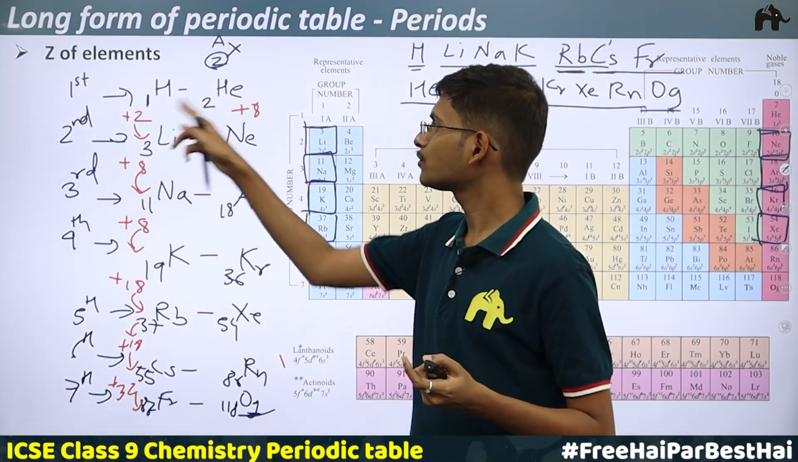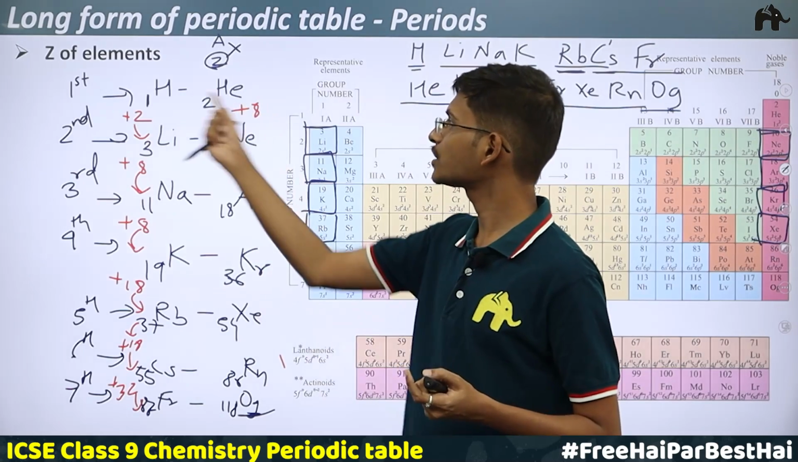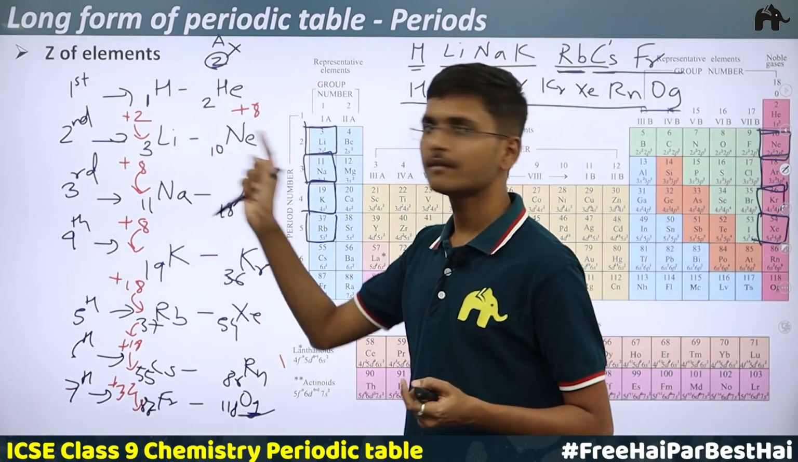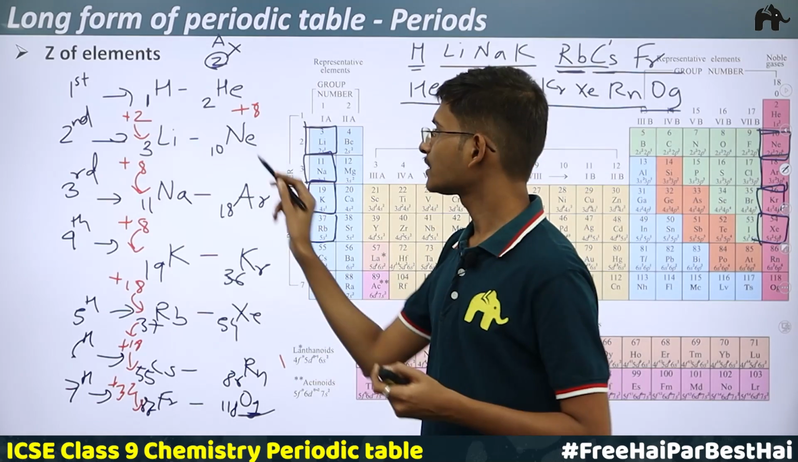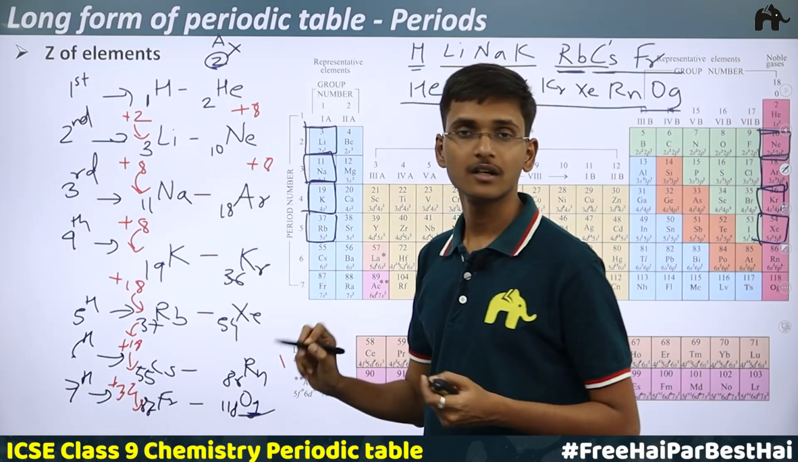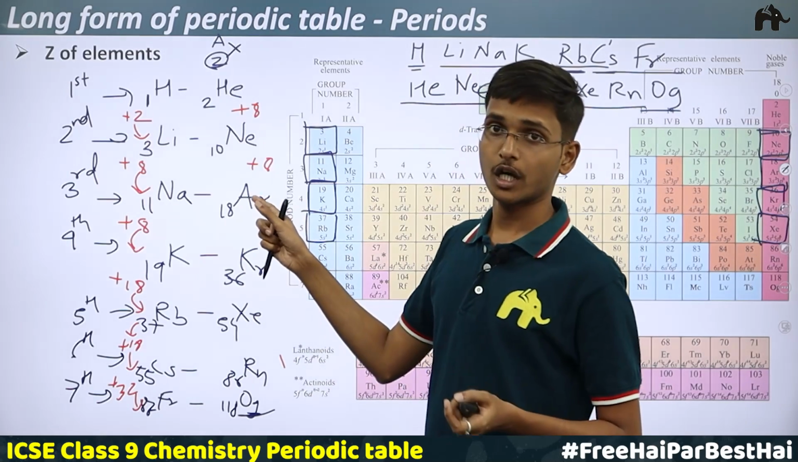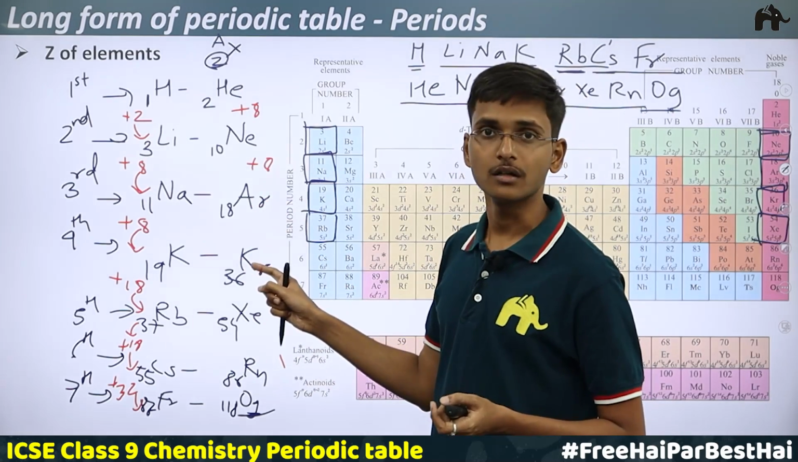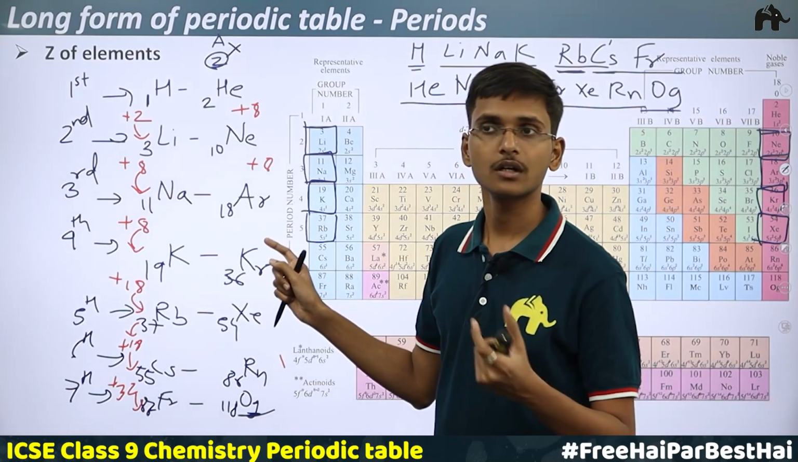So I definitely use this trick. What I do is, I know the first period has 2 elements, but the second period has 8 elements, so I add plus 8. Then again, the third period has 8 elements, so I do plus 8. So 18.